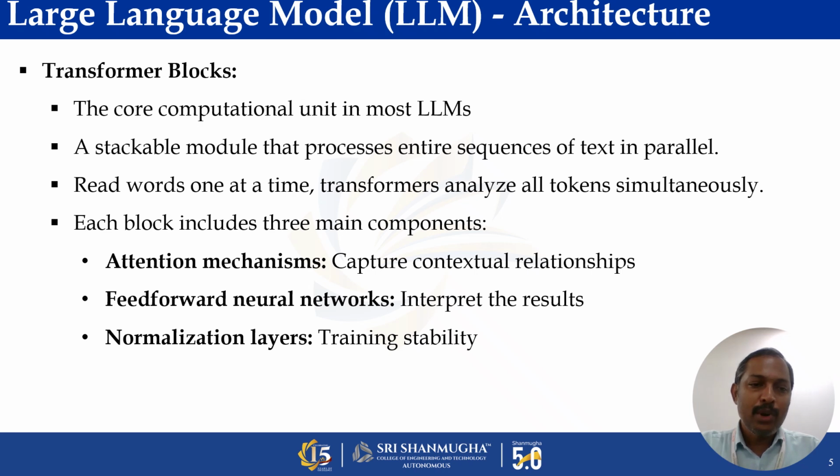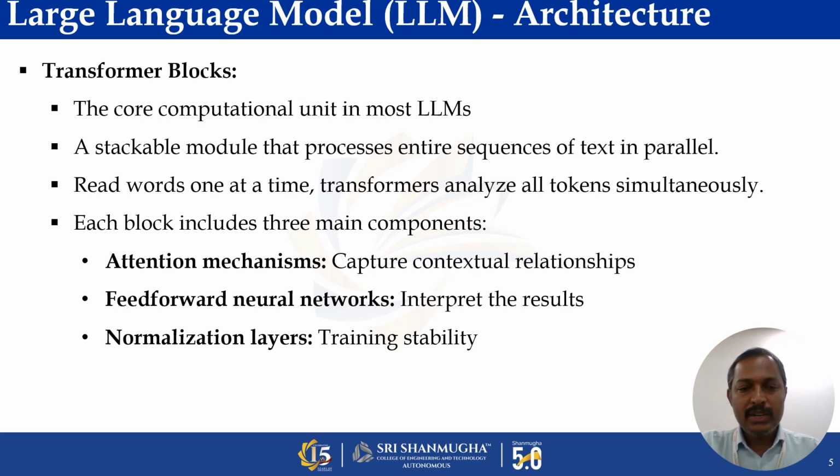So what will the transformer block do? This is the core computational unit in most large language models. It contains a stackable model that processes the entire sequence of text in parallel. It reads, transforms and analyzes all tokens simultaneously. Each transformer block includes three main components: one is the attention mechanism, next is feed-forward neural networks, and next is normalization layers.